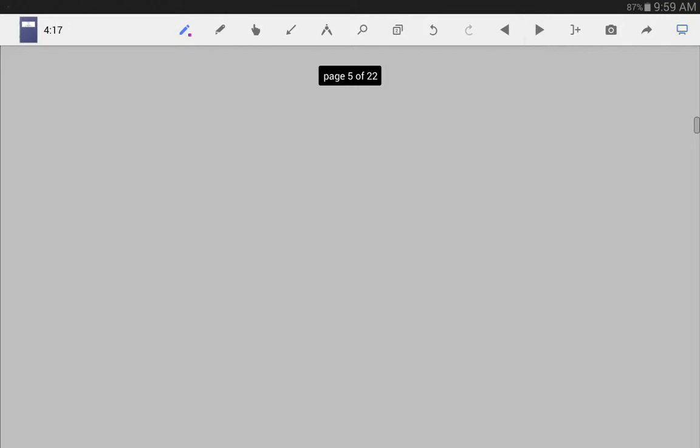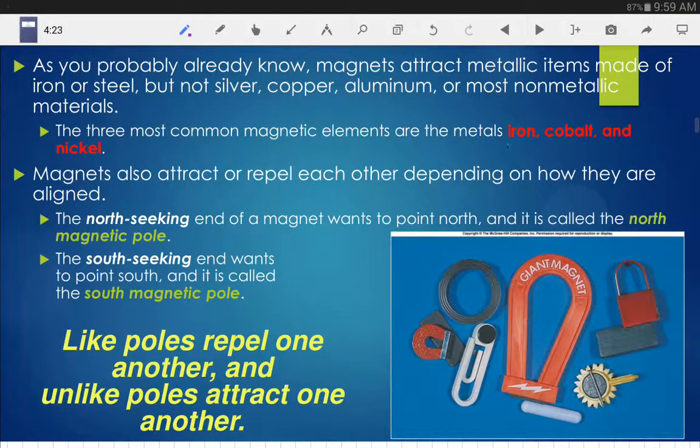Wow, I'm really off. I hit the wrong button to go forward. Okay, this I believe is going to say the types of materials that are strongly magnetic: iron, cobalt, and nickel. Those are your primary strongly magnetic elements.